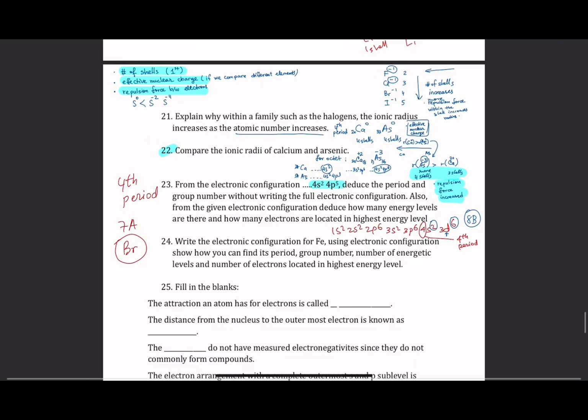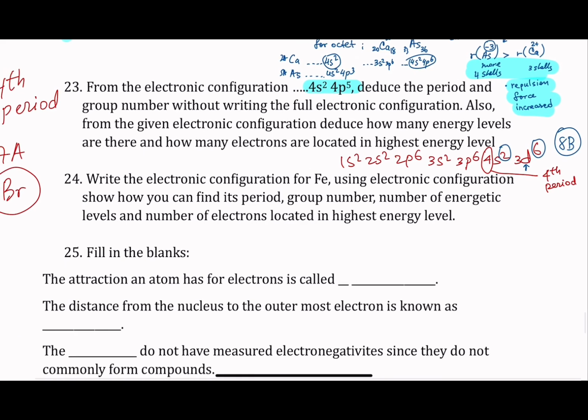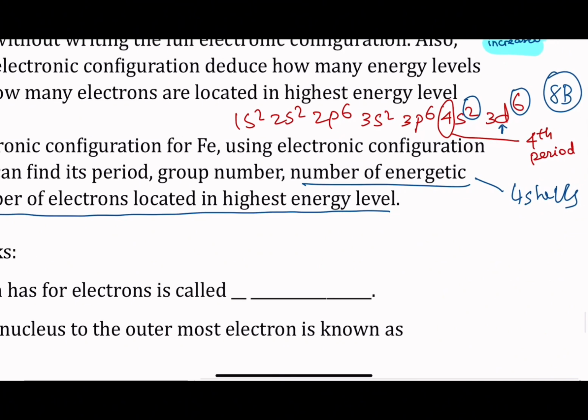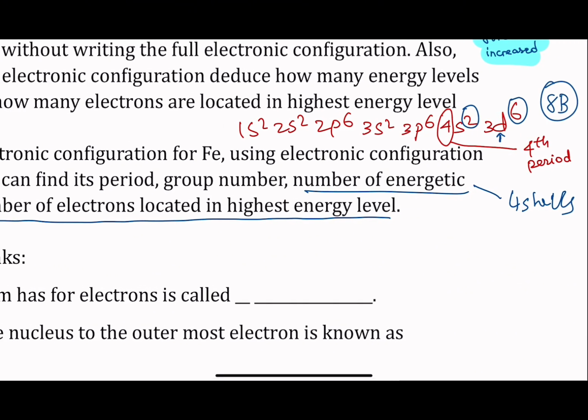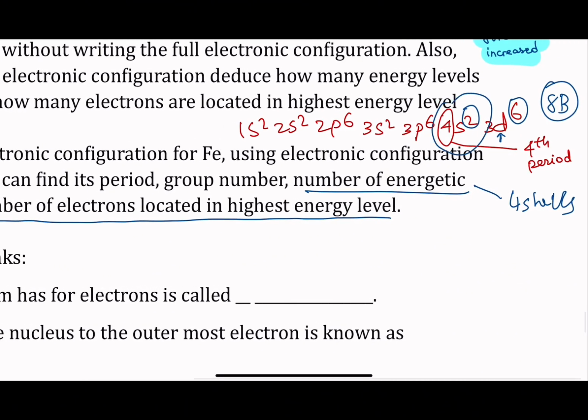Okay, so we have that. The number of energy levels is basically just 4 shells because it's the fourth period. Number of electrons located in the highest energy level. In this case, the highest energy level is 4, right? So we have 2 electrons, but also we have after here the 6. So B group we didn't really cover.